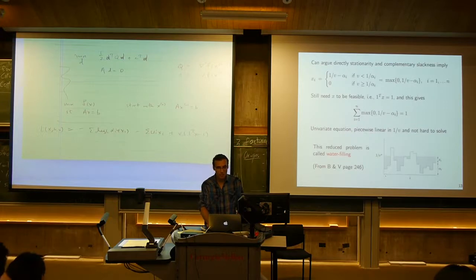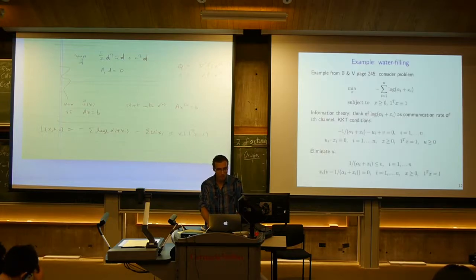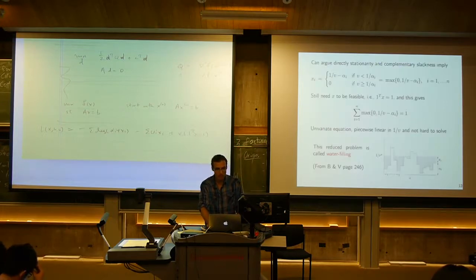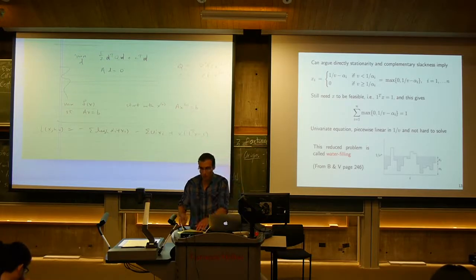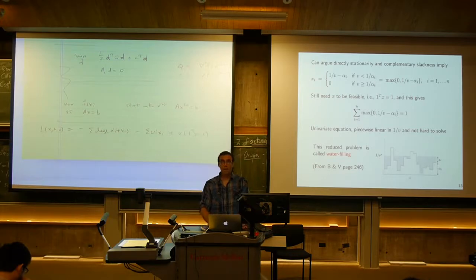And you can directly look at this problem and argue that complementary slackness and stationarity imply this relationship between xi and v. I won't go through why that's the case. I think it's straightforward, but this is somewhat of a specialized example, so I don't think that learning this all that carefully is going to translate into being able to solve different problems. But if you're curious, you can take a look at that example in Boyd and Vandenberghe.